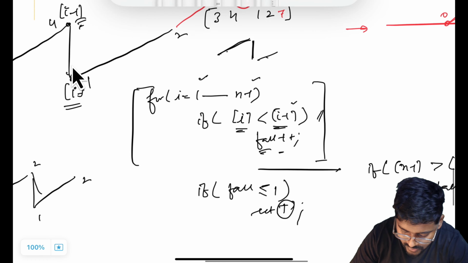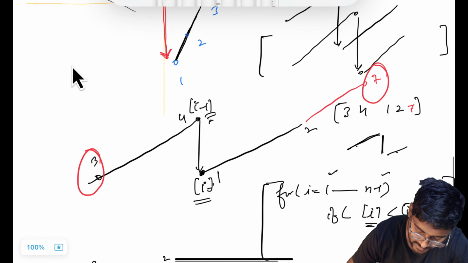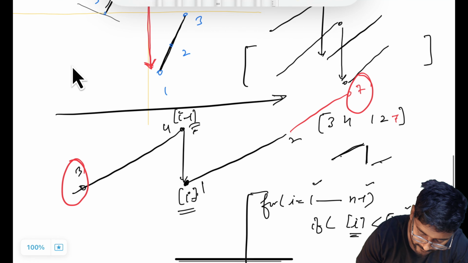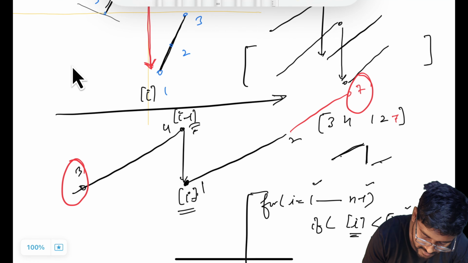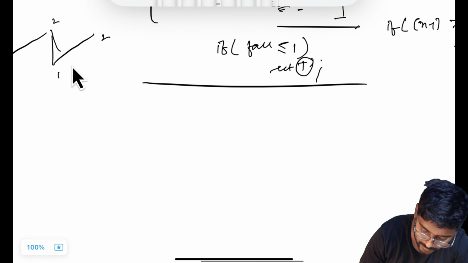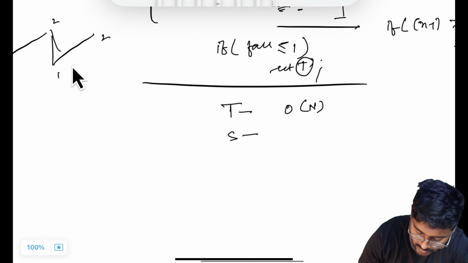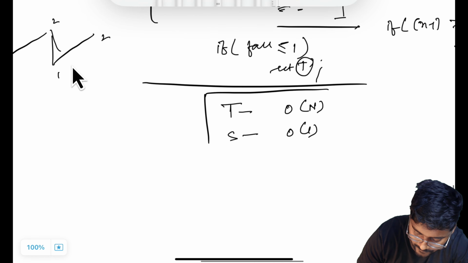So this is going to be the logic, and in this case what we are doing is iterating over the array from left to right, and for every ith position we are comparing it with I minus 1. So this is what we are doing. And now what will be the time complexity? Time complexity will be in the order of n, and the space complexity is constant.